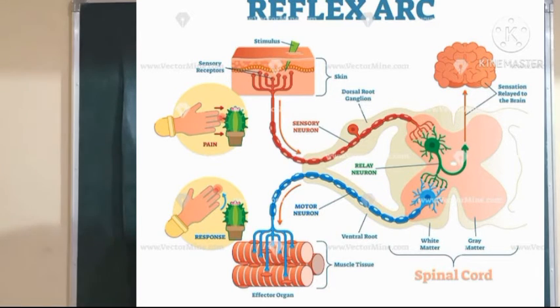After that, the impulse passes across the relay neuron, then to the interneuron present between the sensory and motor neuron, to the motor neuron. Then the impulse travels along the motor neuron away from the spinal cord. The next step is that the nerve endings of the motor neuron connect to the effector organ or muscle. Then the response is produced by the effector organ or muscle.